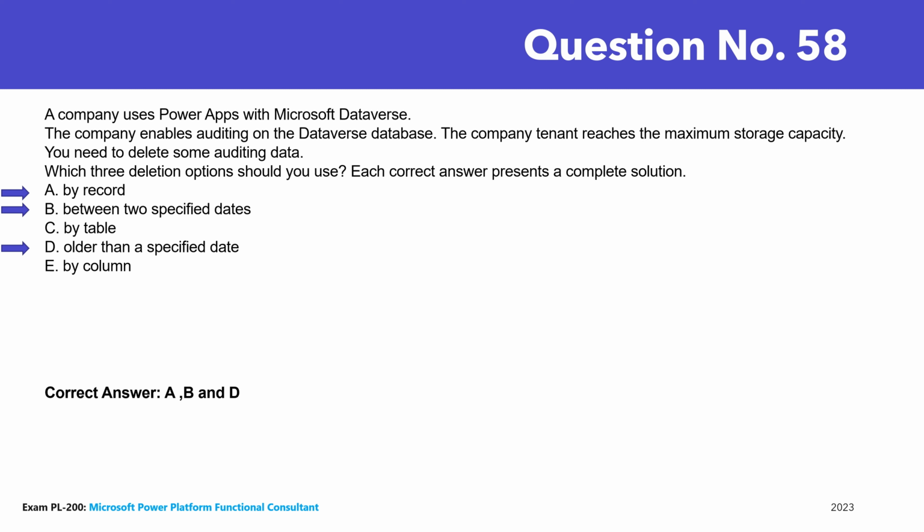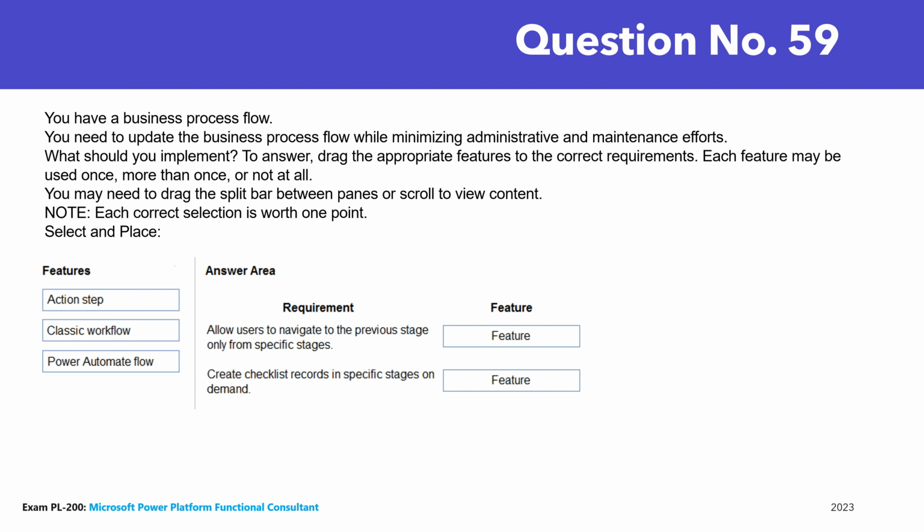You have a business process flow. You need to update the business process flow while minimizing administrative and maintenance efforts. What should you implement? To answer, drag the appropriate features to the correct requirements. Each feature may be used once, more than once, or not at all. You may need to drag the split bar between panes or scroll to view content.